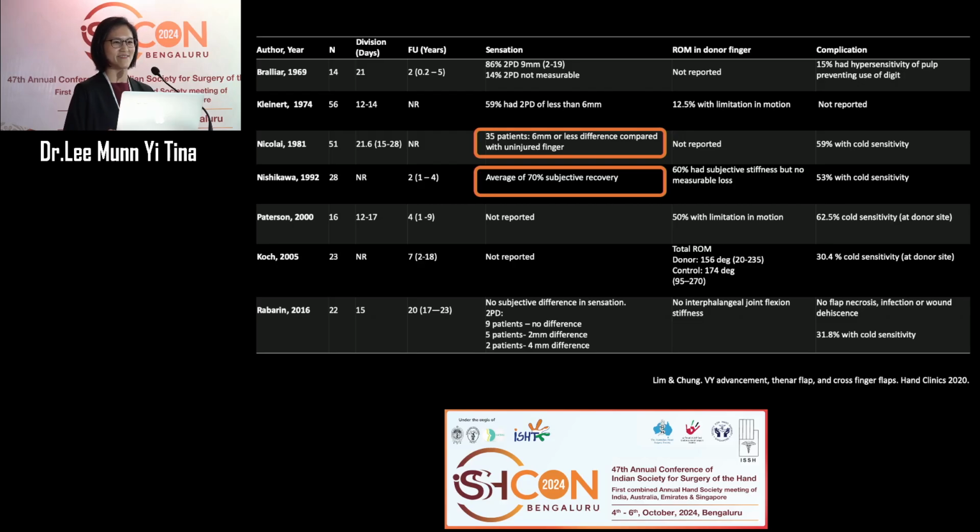So personally, I've stopped it. Rather, I never innervated these flaps to begin with. This is a study done by Dr. Lim and Dr. Chong, published in Hand Clinic, showing that most patients actually have decent range of motion as well as decent sensation.